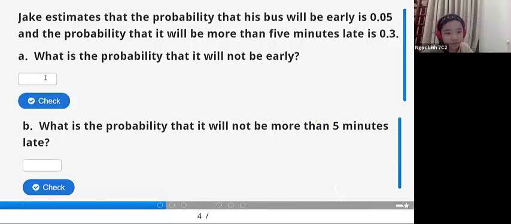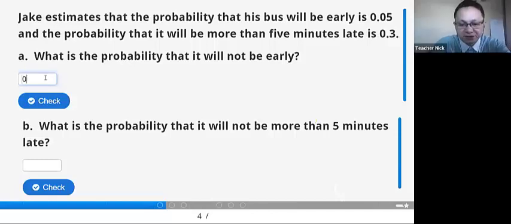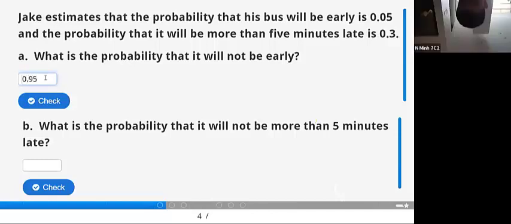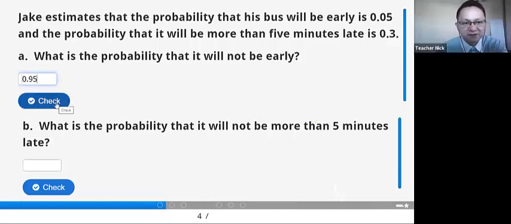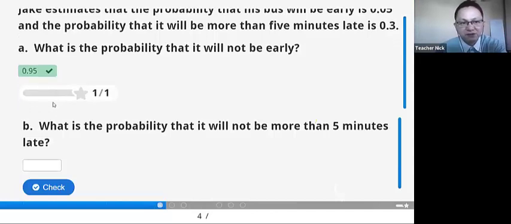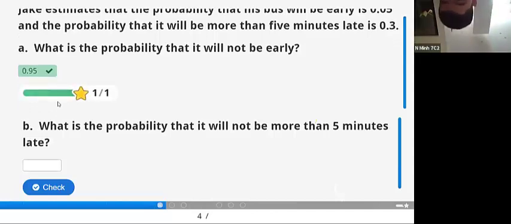All right. So let's see. I will type here 0.95. No percent. All right, let's check. 1, 2, 3. All right, very good. All right, next.